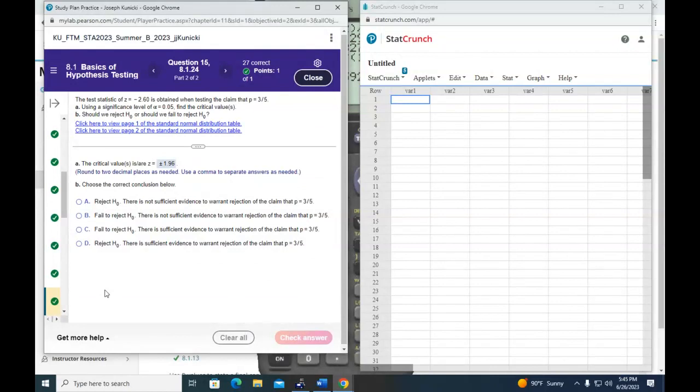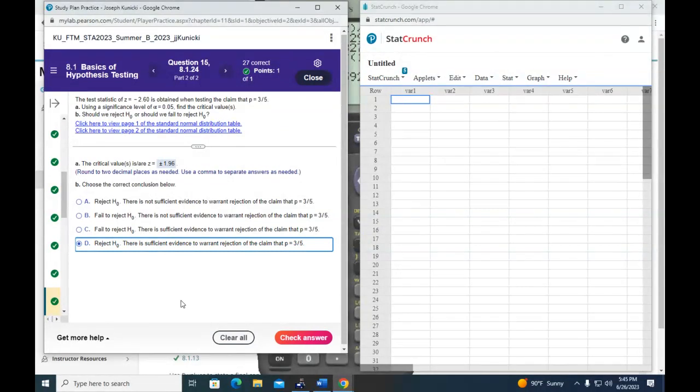Now, how do we reword it? If you get lost, then just go to here. Does the original claim contain equality? Yes. Do we reject? Yes. There is sufficient evidence to warrant rejection of the claim. So there's sufficient evidence to warrant rejection of the claim. So it's D.